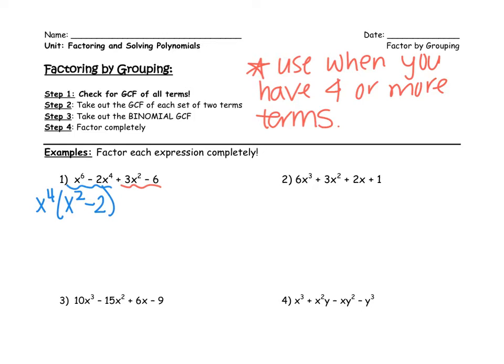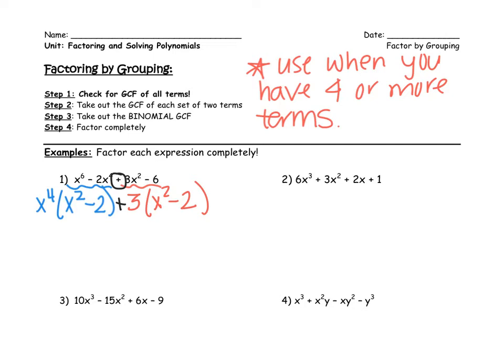Okay, now I want to take a look at the second part, and I want to find a GCF between 3x squared and negative 6. You should be saying I could take out a GCF of 3. Now, do I take out a positive 3? Do I take out a negative 3? You want to look at this middle sign and bring it down, and that will tell you whether to take out a positive or a negative. So I'm going to take out a positive 3, and I'm left with x squared minus 2.